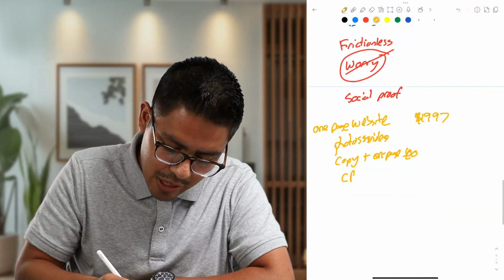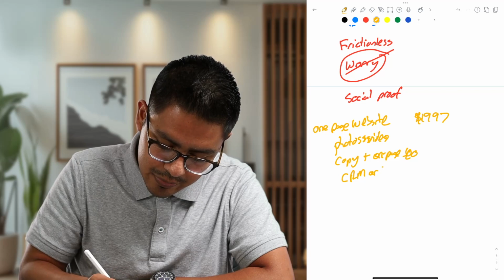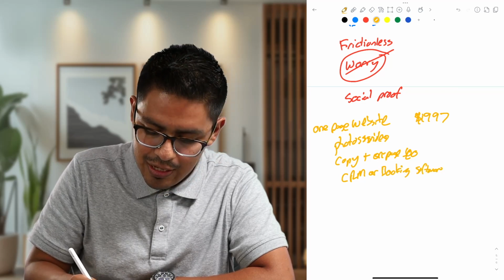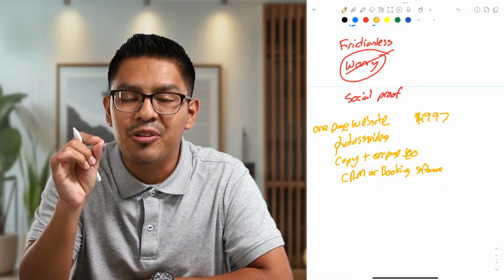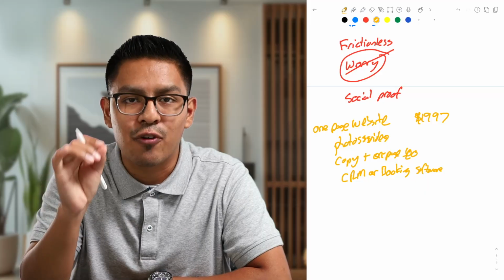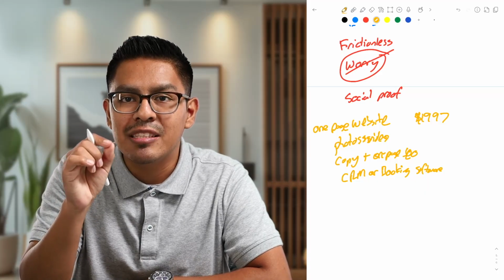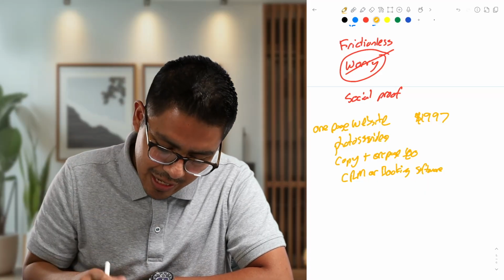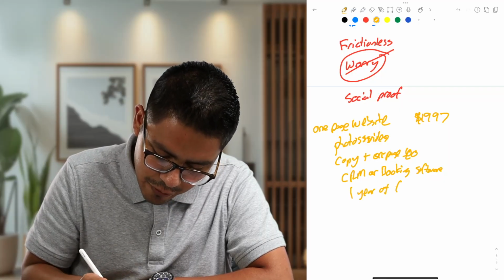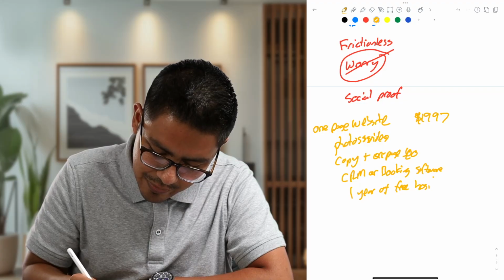I'm going to provide a CRM or booking software integration. And again, solving pain points. I know the target market, so I know the exact CRM or booking system that's going to work best for their business. And I'm going to help them integrate that into their websites. And then the last thing I'm going to include in this is 1 year of free hosting.